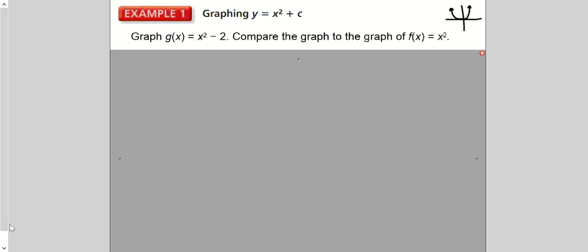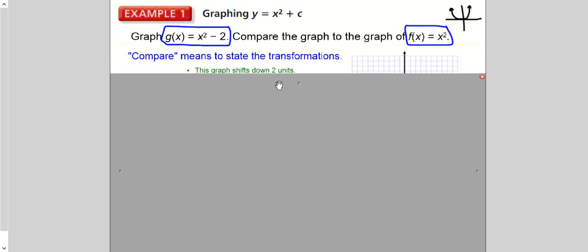Example 1, graph g of x. Compare the graph to the graph of f of x. G of x is x squared minus 2. F of x is x squared. This x squared is the parent function of quadratic functions. It has the vertex at 0, 0. It is your typical parabola. It is the parent function. So when we change that and we subtract 2, it makes everything shift down 2. That is called a vertical translation, 2 units down.